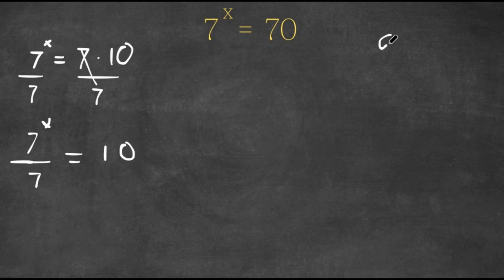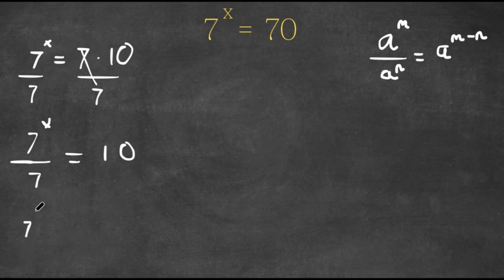Now, if we have something in the form a to the power of m over a to the power of n, this is simply equal to a to the power of m minus n. So 7 to the power of x over 7, this would be 7 to the power of x minus 1. And now this is equal to 10.